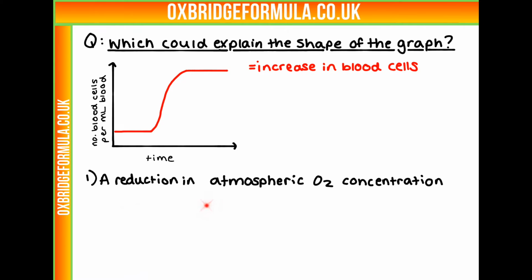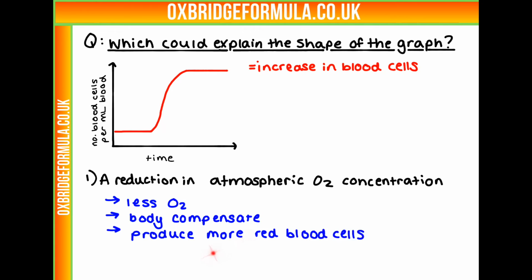A reduction in the atmospheric oxygen concentration. What would this cause? Would it cause an increase in blood cells? Well, if there's less O2 in the atmosphere, then the body's going to have to try and compensate. It needs oxygen to supply the muscles in the blood for respiration, in the body for respiration. So if there's less oxygen, we're going to need more red blood cells to compensate for that, more to try and grab what oxygen is there. So that's going to be a tick. This could explain our graph.